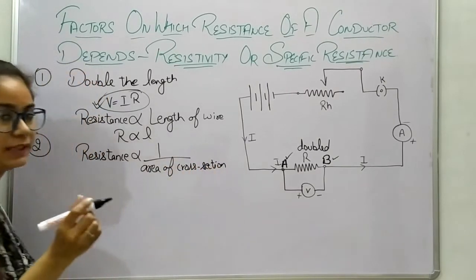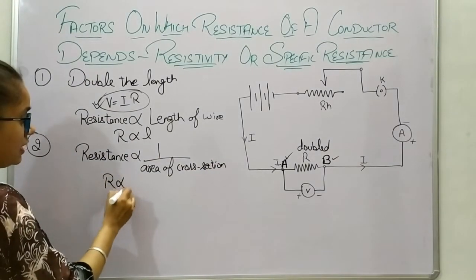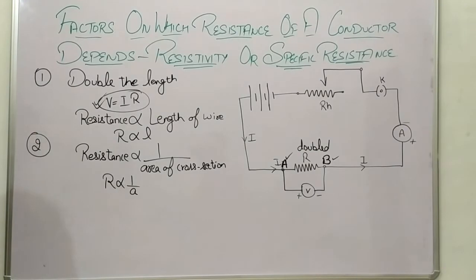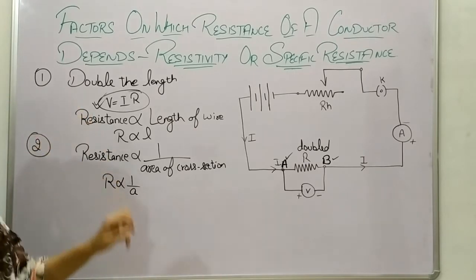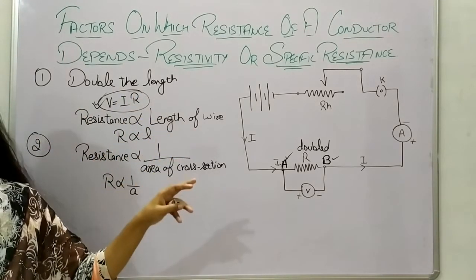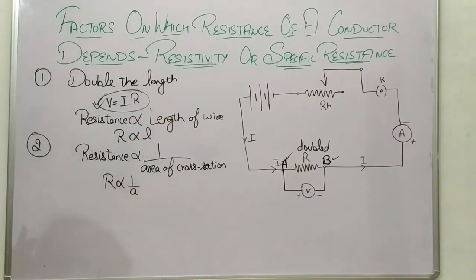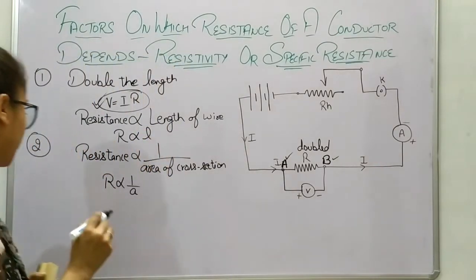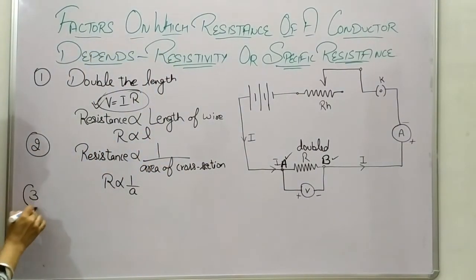Well, what does that mean? That means R is inversely proportional to area, right? Then this is the second condition to find the resistance of a conductor. Okay, so these are the two factors on which the resistance of a conductor depends. Now let us study about the third factor. What comes in the third factor?